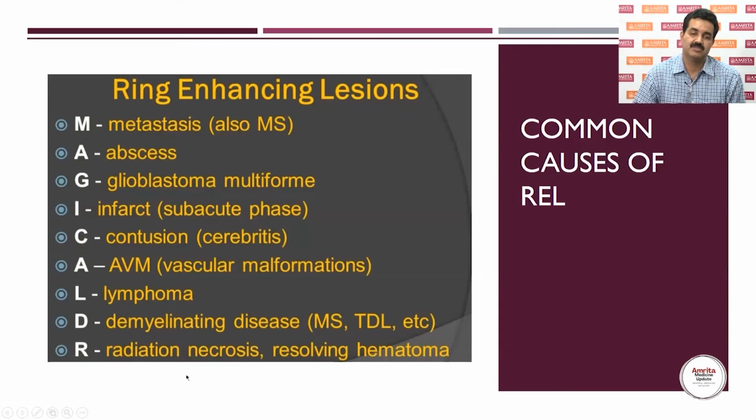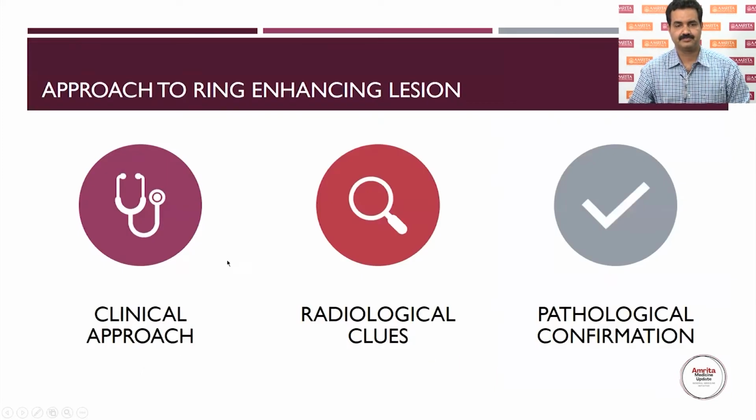So these two situations are tricky because radiation necrosis sometimes gets confused with tumor recurrence in a patient who had surgery and radiation for glioblastoma. Resolving hematoma is also a tricky thing. When somebody with an intracerebral hemorrhage comes for a review and complains of headache, we think about recurrent hemorrhage. So we take a CT scan, we would be seeing a ring enhancing lesion, which may mimic a tumor. So this is a resolving hematoma. So this is the acronym for the causes of ring enhancing lesions.